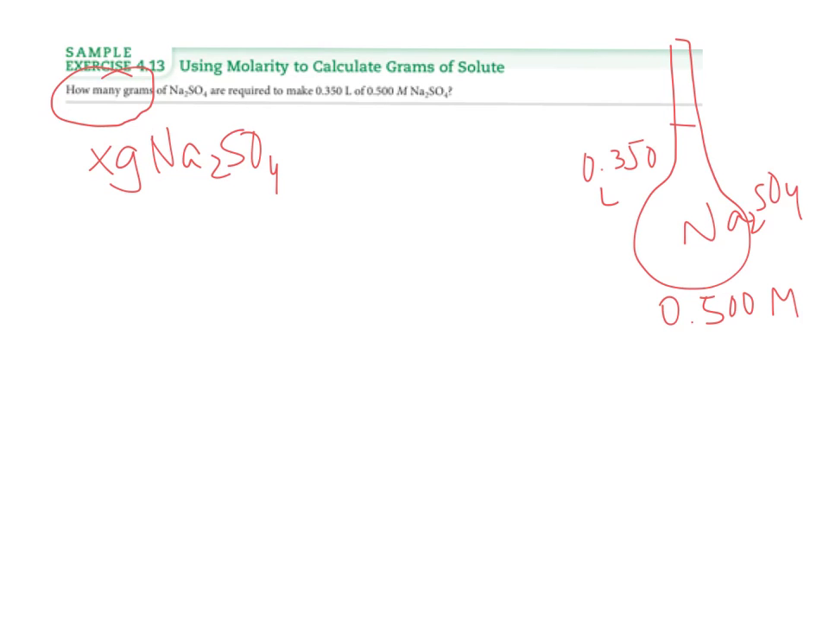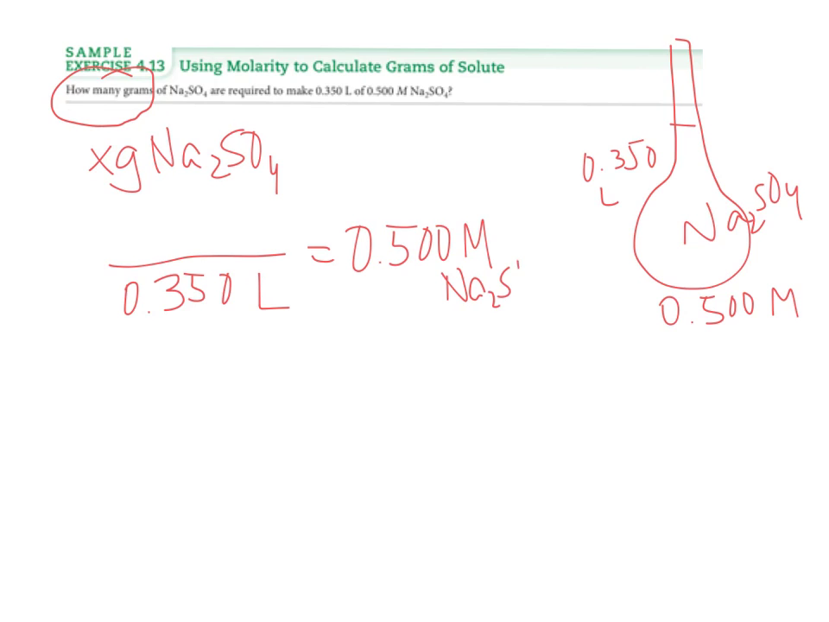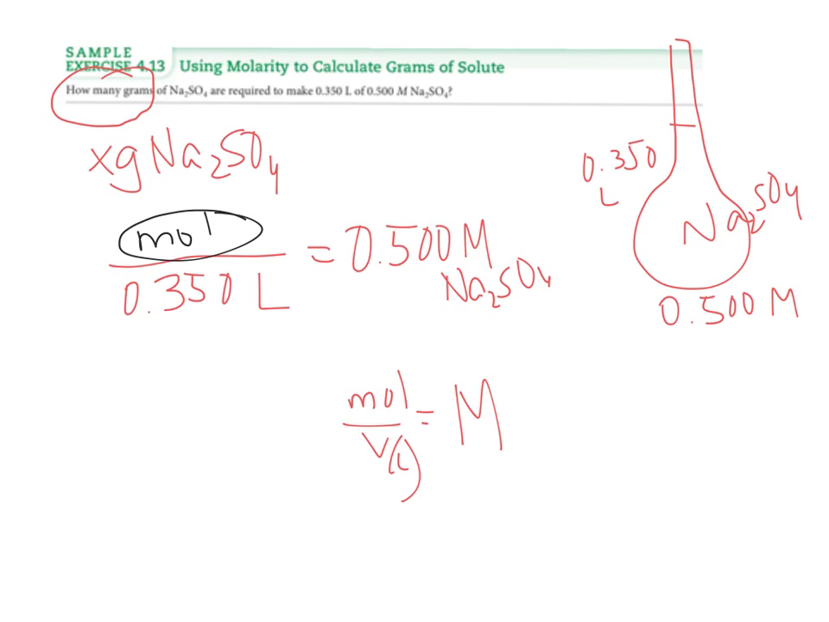Now, what information do I have to start with? Well, I know I have 0.350 liters, 0.500 molar. This is all of a sodium sulfate solution. My formula for molarity is moles over volume in liters. Here I have my volume, here I have my molarity, so I just have to find my moles. If I can find out how many moles I need, then I can use the molar mass to convert that to the grams. So anytime you have molarity, you're probably going to use your molarity formula.